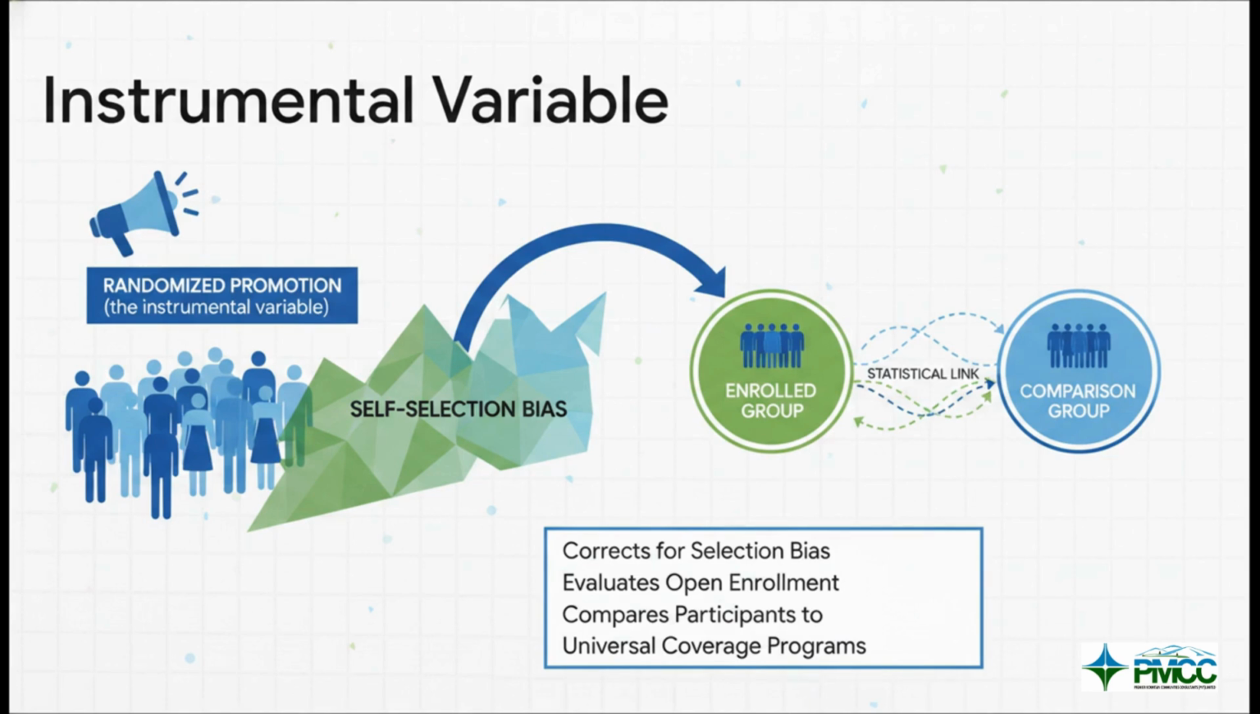For example, let's say you randomly promote the program really heavily in certain areas. This random promotion acts as your instrument. It organically boosts enrollment without forcing anyone's assignment. This creates a mathematically valid comparison group that actually controls for that tricky, hidden bias of human motivation.